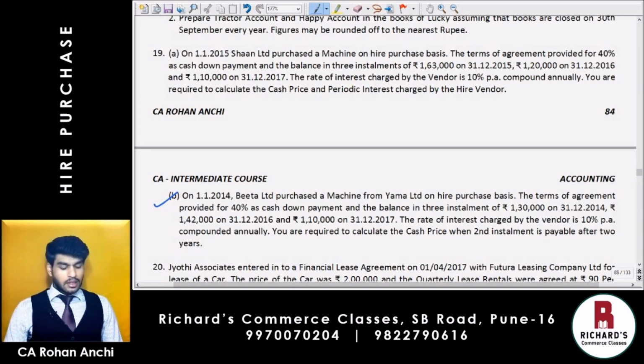Now remember, we are asked to calculate cash price. So we will have to prepare a table in the reverse manner, because we will be moving from HP price to cash price. One thing that is missing is the down payment. It is only given that 40% is the cash down payment, but we don't have that value in terms of numbers. So what we will do is prepare our regular table in the reverse manner, and whatever available details are there, first we will put that into the table and see what is missing.